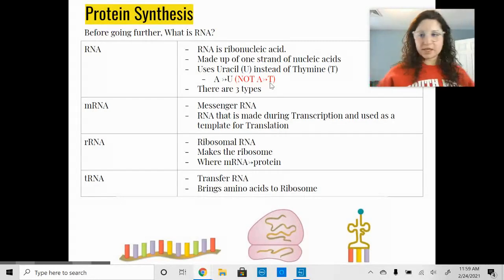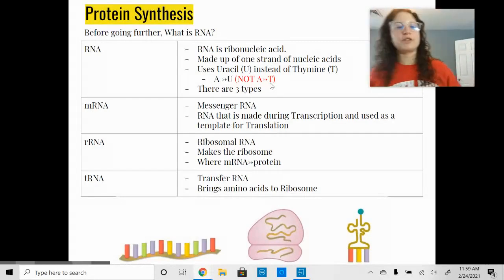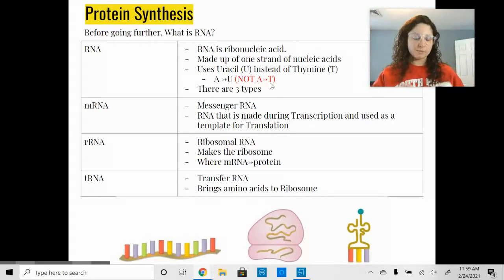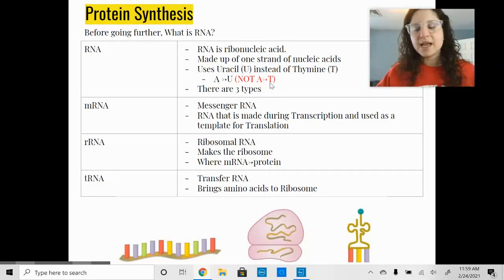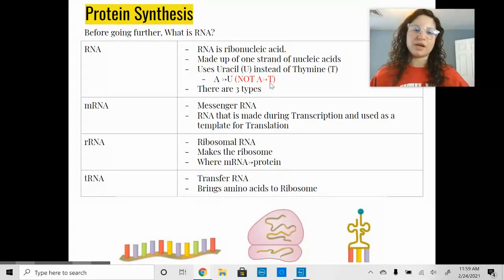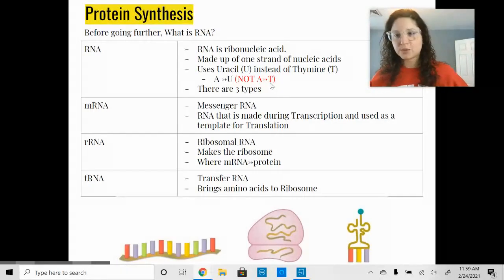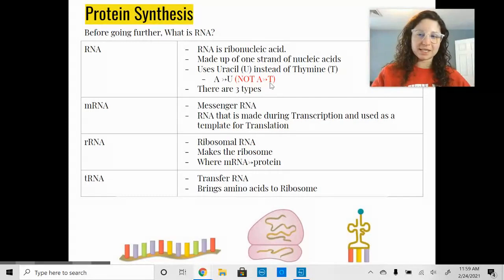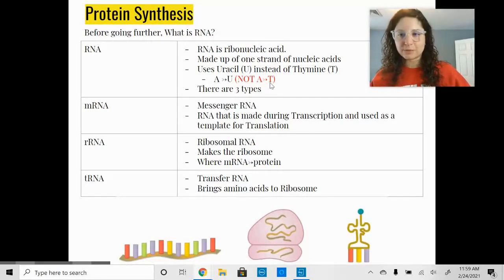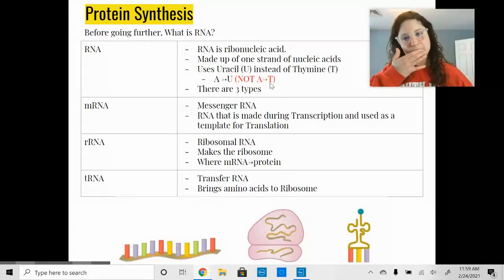There are 3 different types of RNA. So the first type is mRNA, which stands for messenger RNA. And basically, this is the RNA that is made during the transcription process, and then it's used as a template during translation. So it's kind of sending a message from inside the nucleus to outside the nucleus, which is where transcription takes place in the nucleus. Translation takes place in the cytoplasm.